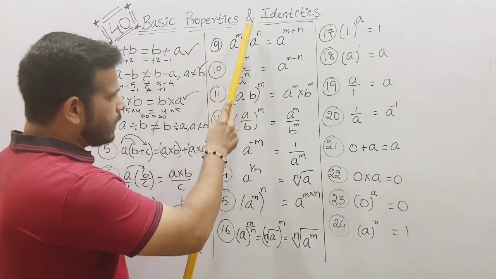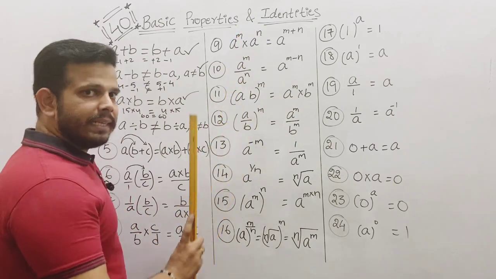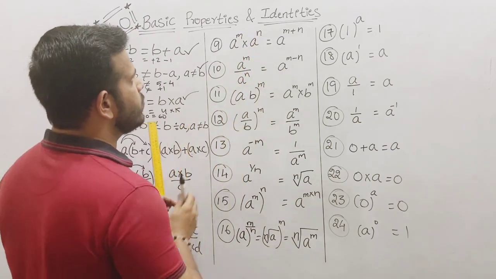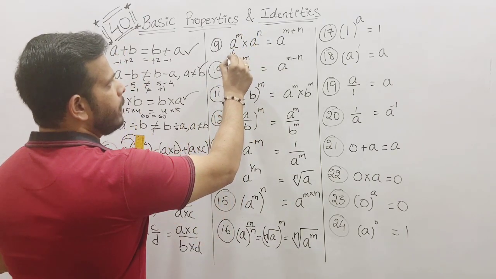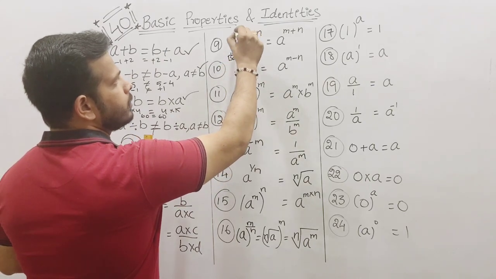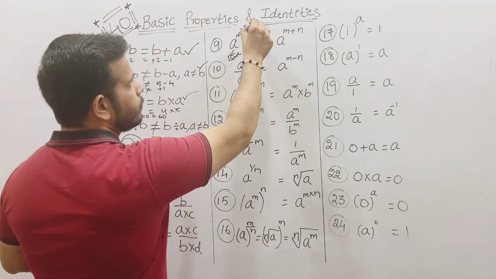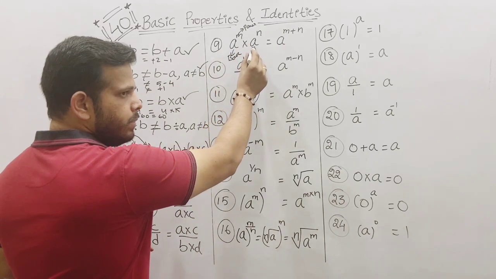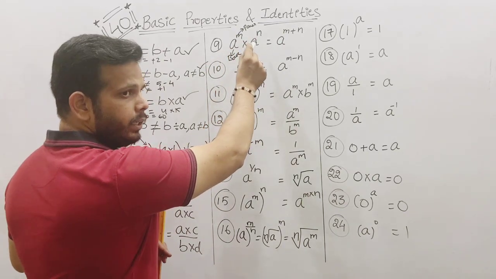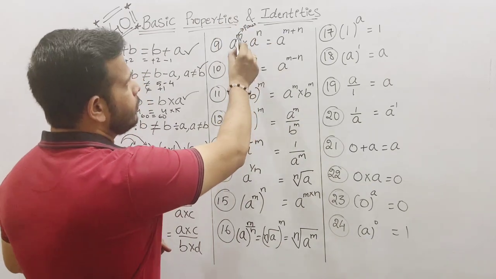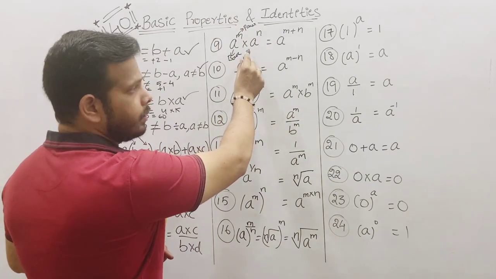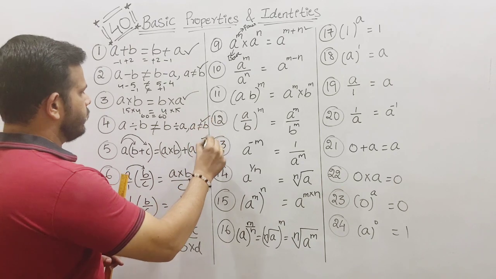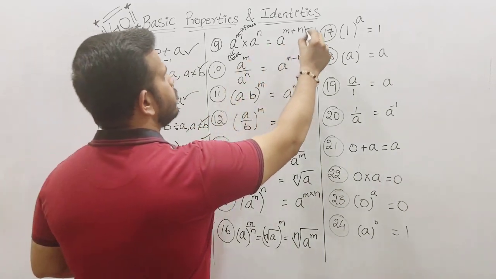The ninth one. These are exponents, powers, degrees. So a power m into a power n. Dear students, understand this is called the base, and this is called the power. Power or degree or exponent, anything you can say. If the bases are the same and the degrees are different or the same, but there is a multiplication operation, then you can add the powers.